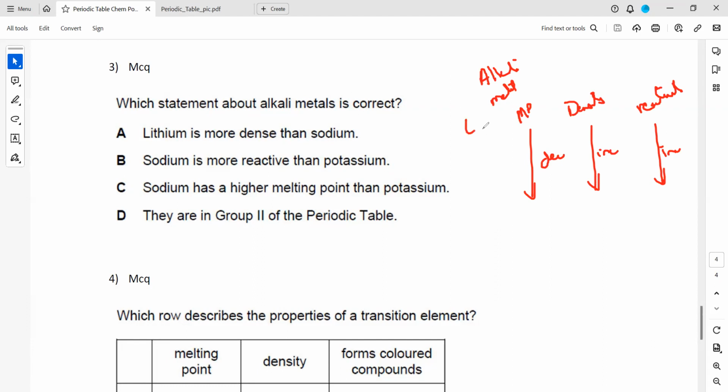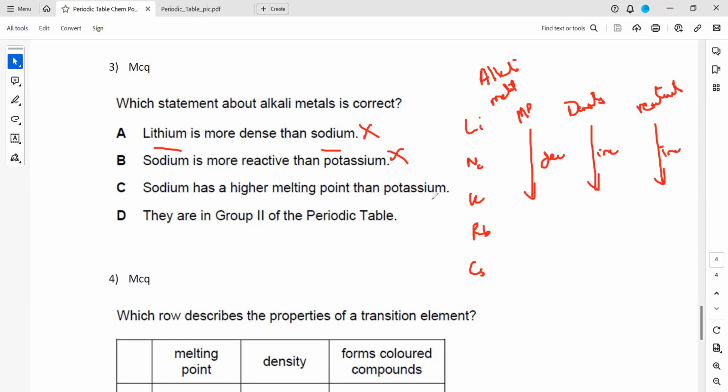The elements we have are lithium, sodium, potassium, rubidium, cesium, francium. Lithium is more dense than sodium, but as we go down the group, the density increases, so it should be opposite. Sodium should be more dense. Sodium is more reactive than potassium, but as we go down the group, the reactivity increases, so potassium should be more reactive than sodium.